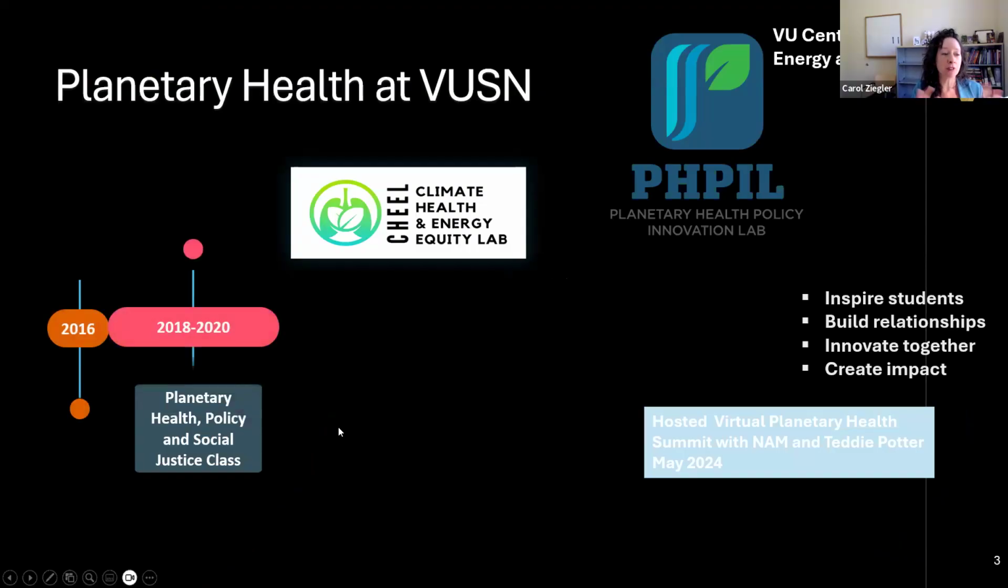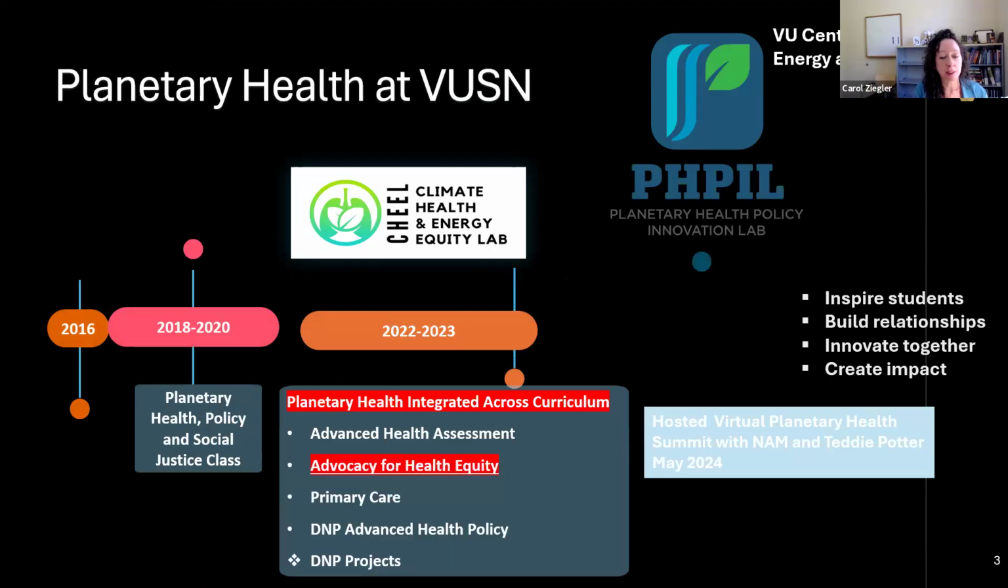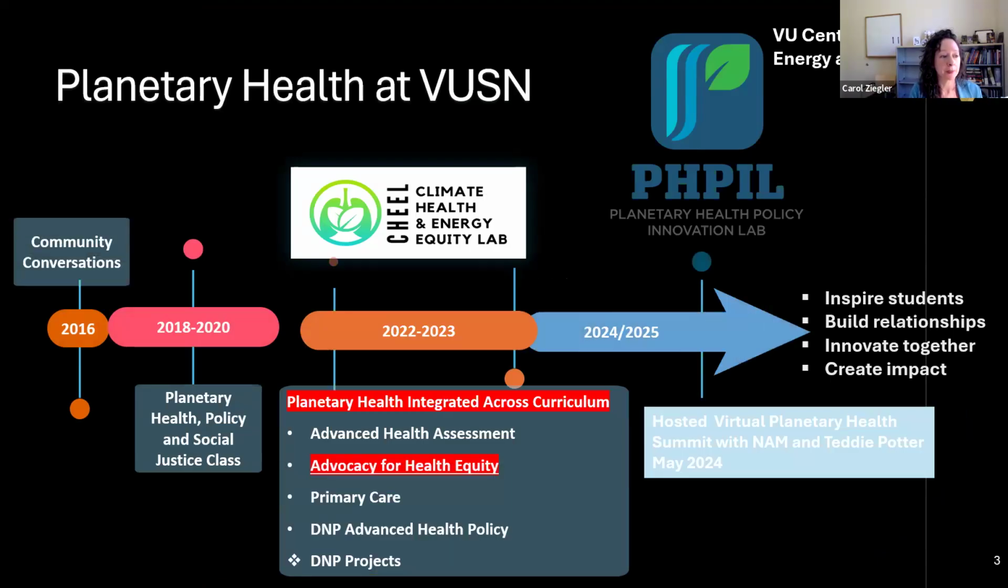So I want to give you just a brief overview of planetary health at the School of Nursing, and I've presented this in previous Annie calls, so I don't want to spend too much time. But we really got started with community conversations. Annie was included in those in 2016. In 2018 to 20, we had a planetary health policy and social justice class where students did community-based projects in planetary health, and they had to also account for any carbon emissions they caused with those initiatives, and they had some great projects. And then after that, we were thinking about ways to embed this across the curriculum. Then the planetary health framework came out and we were able to use that. So we've now embedded it in our advanced health assessment courses through cases.